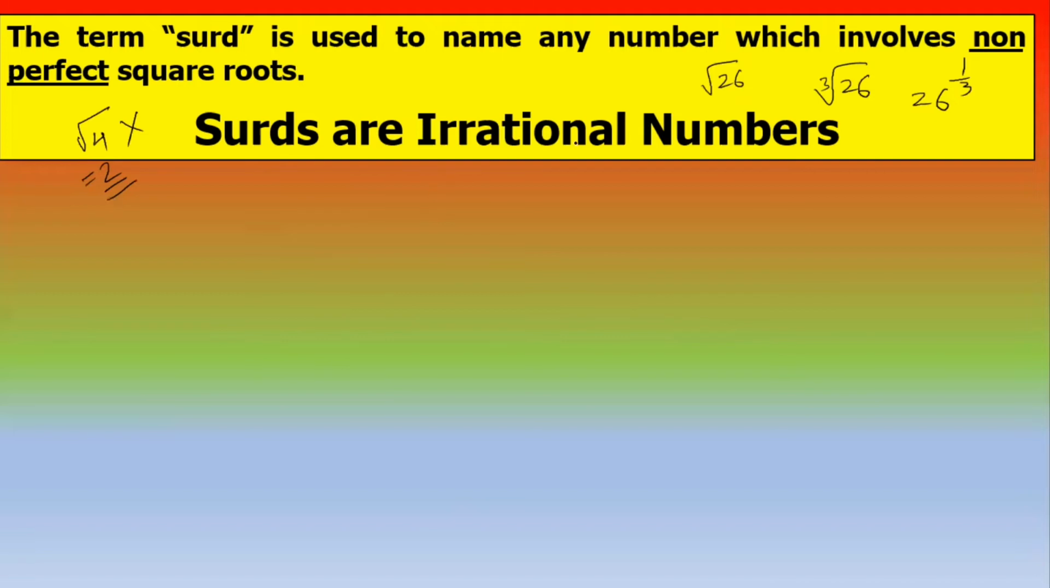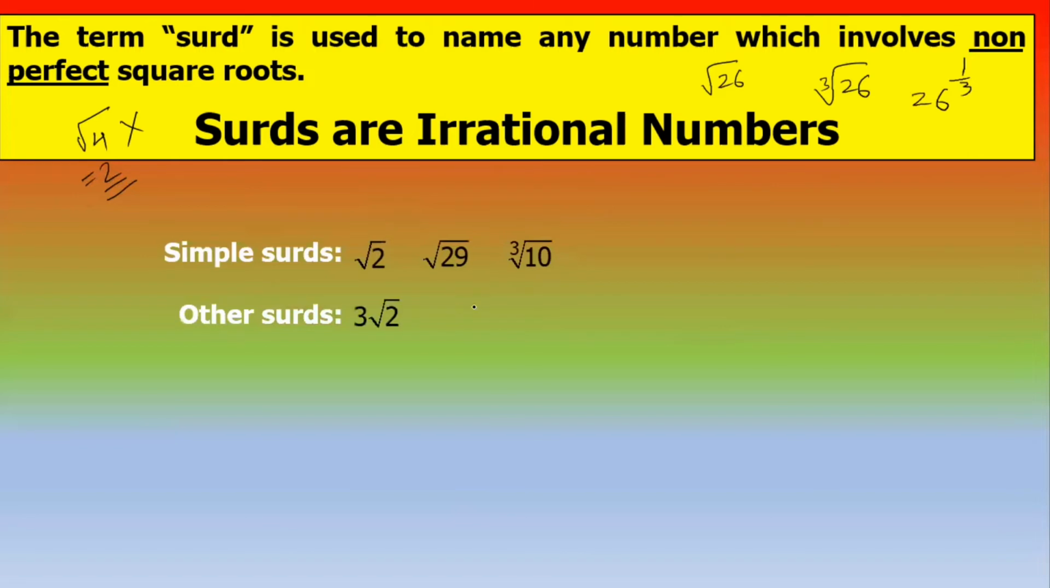Surds are irrational numbers. We have already learned what irrational numbers are. They can't be written in the form of p by q. They have non-terminating, non-repeating decimals. Now, root 2 is a simple surd, root 29 is a simple surd, cube root of 10 is a simple surd. Other types of surds you can see are 3 root 2, 5 root 3, 2 cube root of 7, root 10 by root 3, root 2 plus 1.